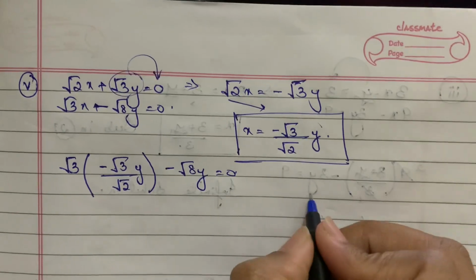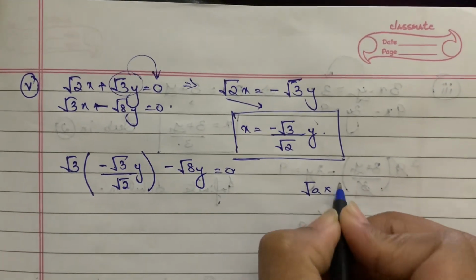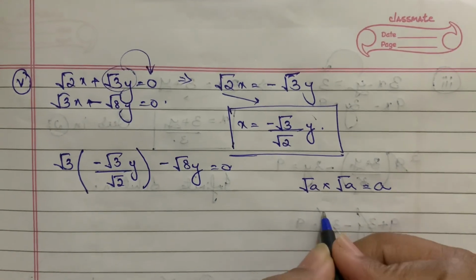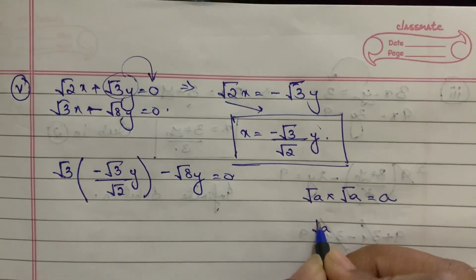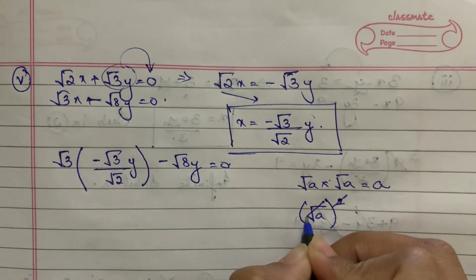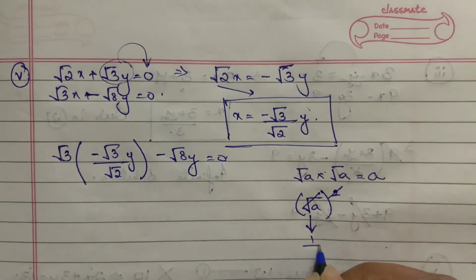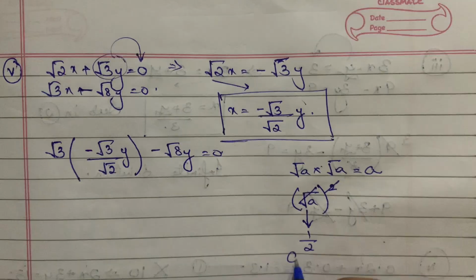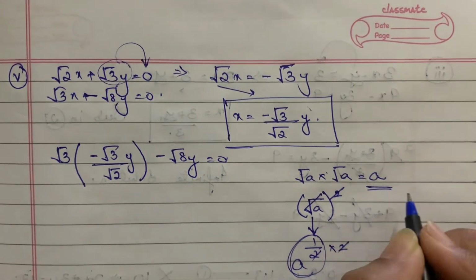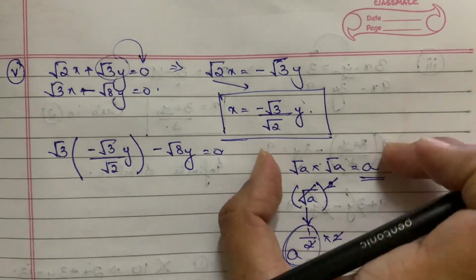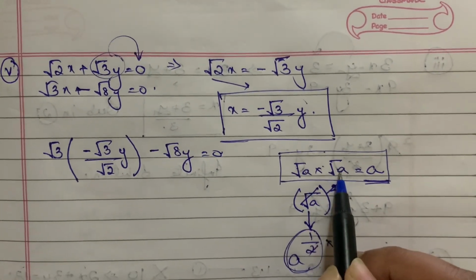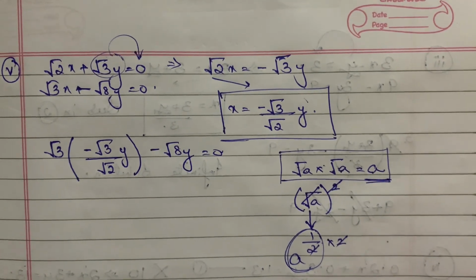Now this, we have a rule that root a into root a is equal to a. Now how, people will say? Because root a into root a can be written as root a whole square. The square and the square root get cancelled. The value of square root is 1 by 2. So it is actually a to the power 1 by 2 into 2. This gets cancelled and you get a. So if this is difficult for you to understand, just remember that if you have the same number in roots and multiplying, the number will be just without the root.